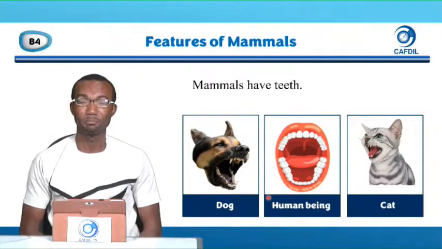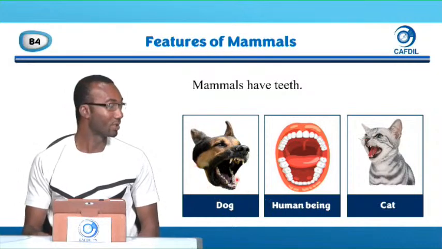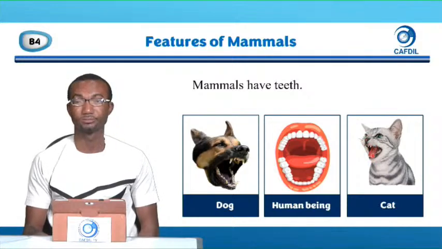The next feature is that mammals have teeth. If you look at this dog, you can see the teeth of the dog. If you look at the teeth of human beings, we all have teeth. If you look at this cat too, it's a mammal, and this cat has teeth.